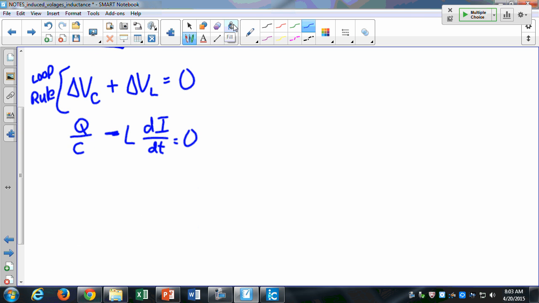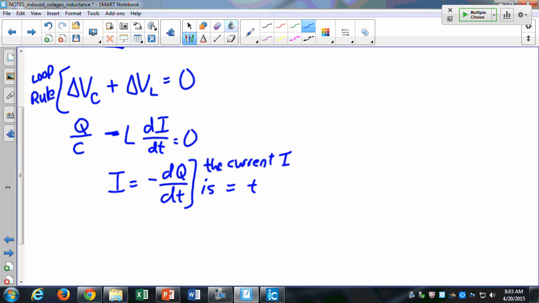Now, my I is equal to negative dQ/dt. Let me show you. This negative comes about because this is basically saying that the current I is equal to the change in the capacitor's charge Q.